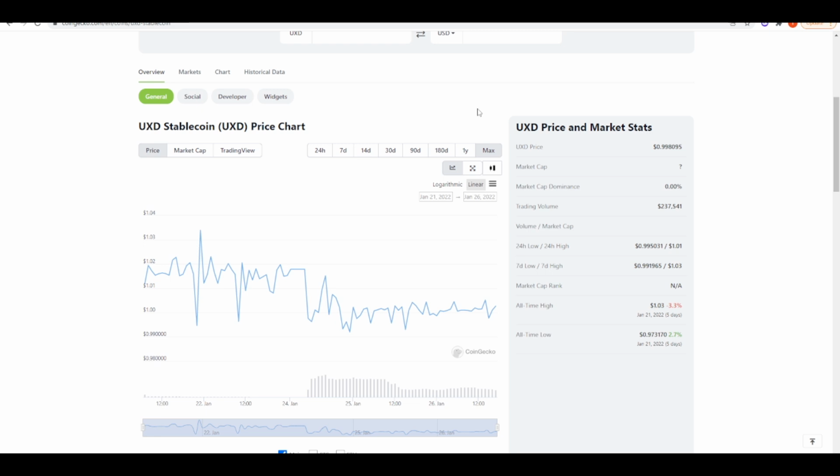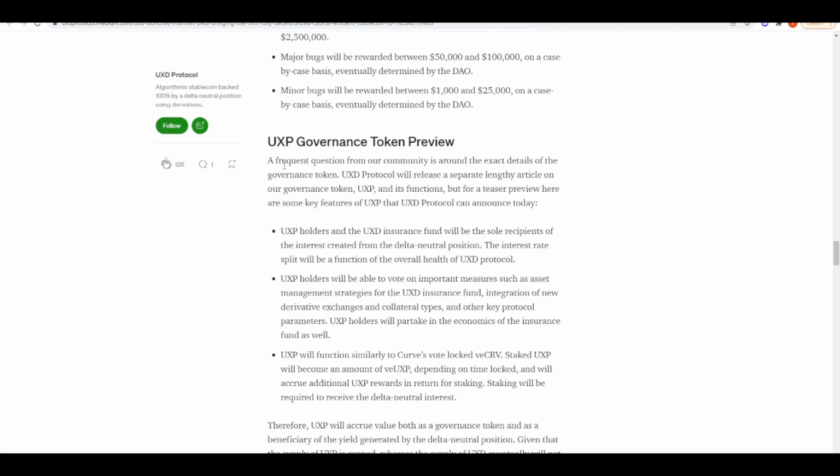But I have faith that it will, because they've got big trading firms on their side who will definitely arbitrage UXD if it goes below peg. But this is crypto. Realistically, anything can happen, right? But just taking a look here, they have the UXP governance token preview.